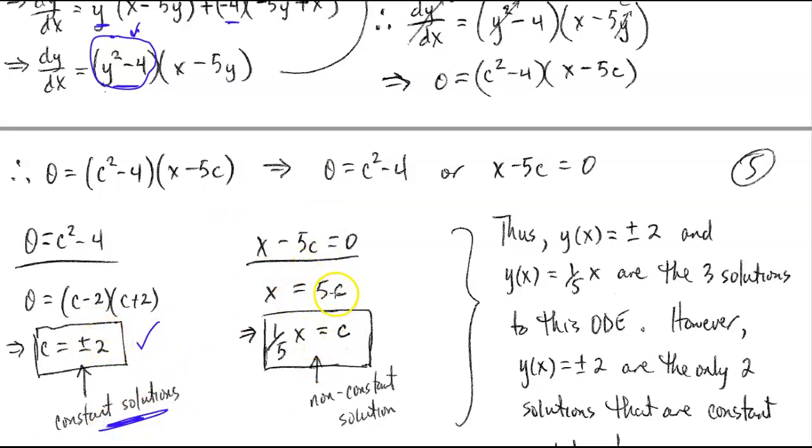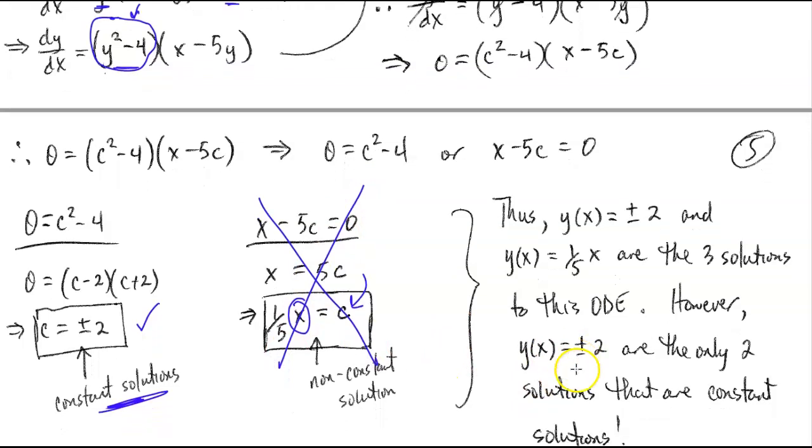And of course, c being 1/5 x will be a non-constant solution, okay? Now, even though we said this was going to be a constant number here, I've written this out explicitly so that you can see that in order for this to be a constant number, I would have to know what x is. And since x could be anything, I can't really consider this to be an actual constant solution, okay? So that's why for this particular example, we ignore that particular case, okay?